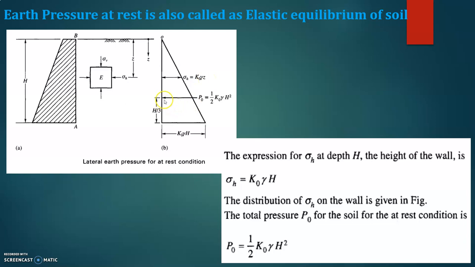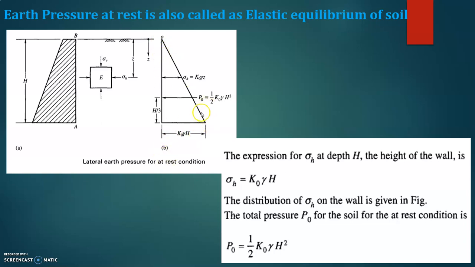Suppose it is at a distance of h by 3, because you have to take the centroid of this triangle, that is 1 by 3. So at that point, the earth pressure at rest is equal to half into k naught into gamma into h square, which is the area of this earth pressure distribution diagram. The area of the triangle is half into base into height. So half into base, where the pressure at this depth is k naught into gamma into z, but for the full height it becomes k naught into gamma into h.